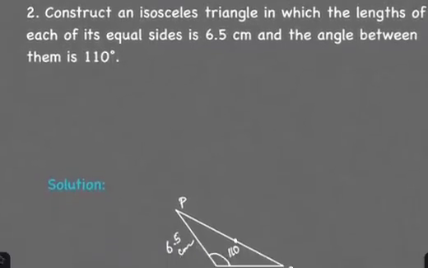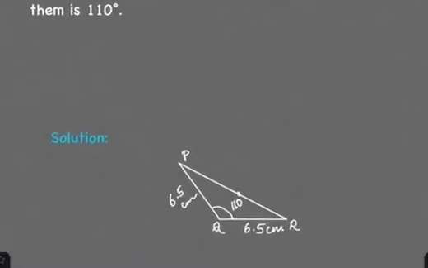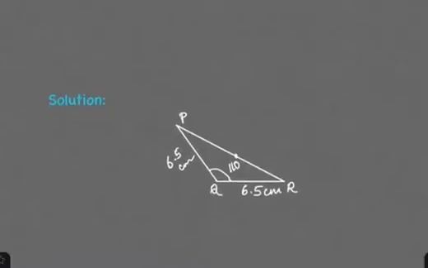Now they have mentioned in the problem that it is an isosceles triangle. Children, an isosceles triangle is a kind of triangle wherein two sides are equal. So here the two sides which are equal have a measurement of 6.5 centimeters each. So we will try to have a rough diagram drawn. So this is the rough diagram which the constructed triangle would look like. These are the two sides, and the angle between the two sides is 110 degrees.